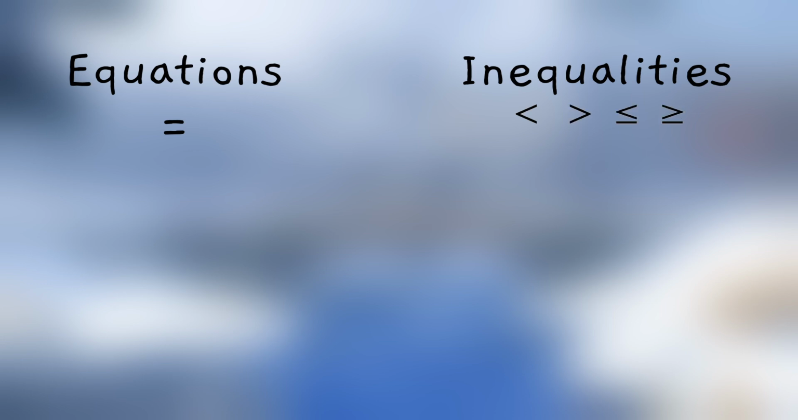An equation is a math puzzle with an equal sign. For example, 2x plus 1 equals 7. The equal sign lets you know that this is an equation. An inequality is a math puzzle with one of these 4 inequality symbols, like 3x minus 1 is less than or equal to 12. We have an inequality symbol, so we call this an inequality.